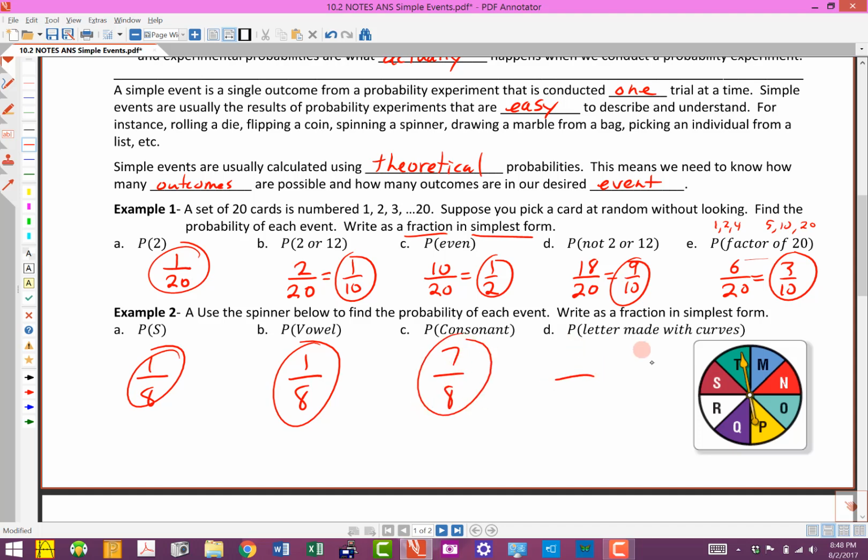And then the last one is, what's the probability of spinning a letter that's made with a curve? Well, again, there's 8 outcomes that are possible. Let's take a look at the ones that are made with curves. So curve here, curve here, curve here, curve here. So that means these 5 are made with curves. Those 3 are made with straight lines. So that's going to be 5 out of 8. Okay, nothing to reduce there either.